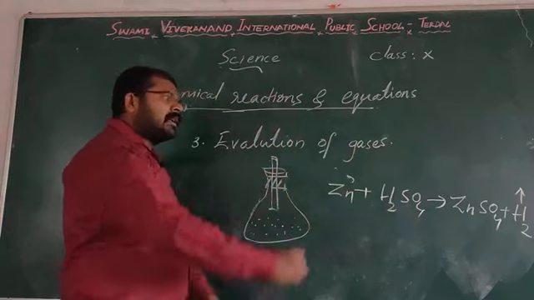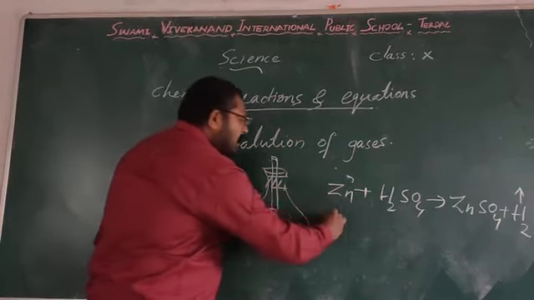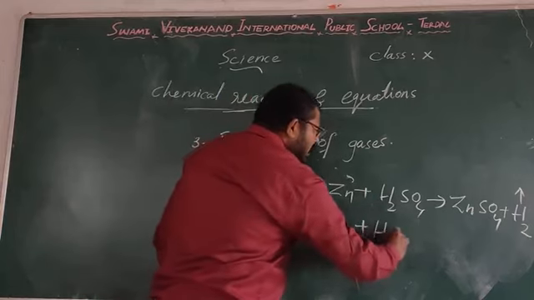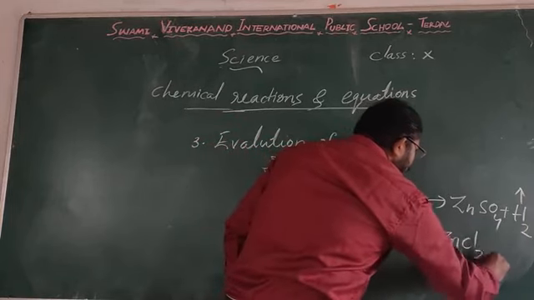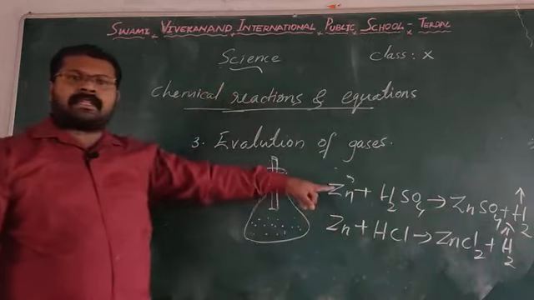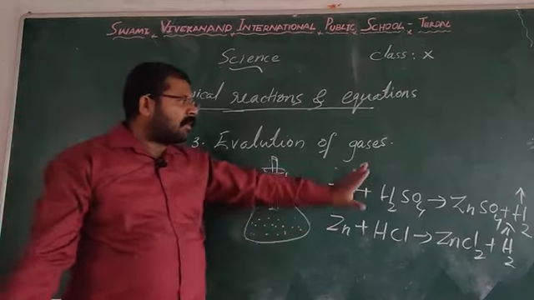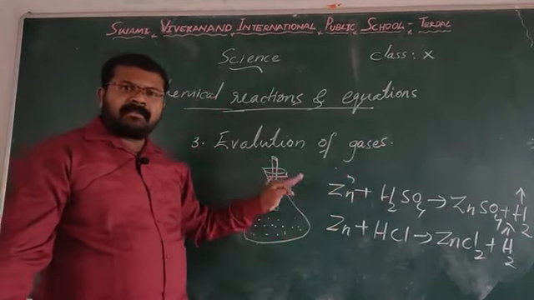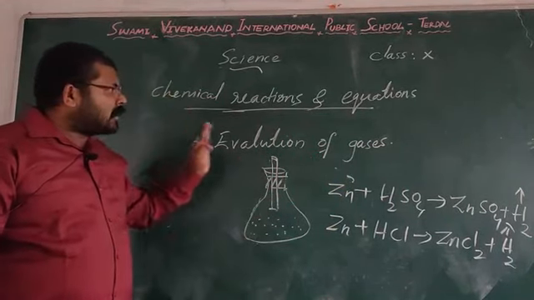Suppose instead of sulfuric acid you are using hydrochloric acid. Zinc reacts with HCl, and you get zinc chloride, ZnCl2, plus H2. Here also you can observe that hydrogen gas is generated. So that is evolution of gas. We already discussed change in color, change in state, and lastly evolution of gases.